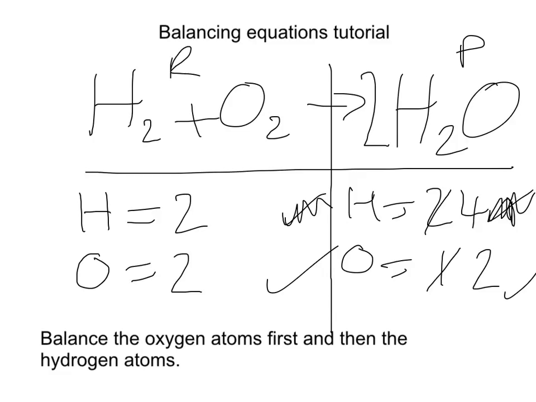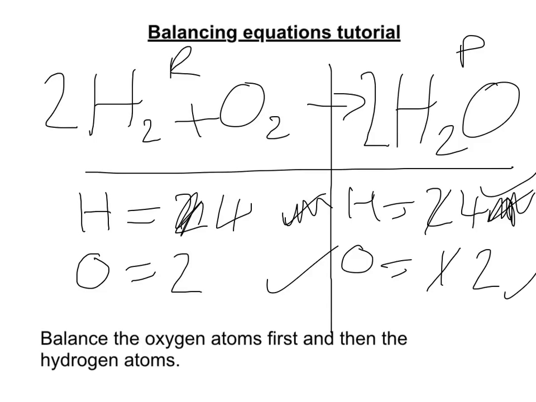Now we can do an easy balance on this side. We just need to double the amount of hydrogens to get to 4. So we put a 2 in front of that, which gives us 4 hydrogens, and that is now balanced.